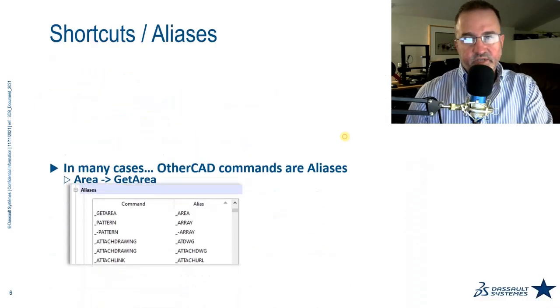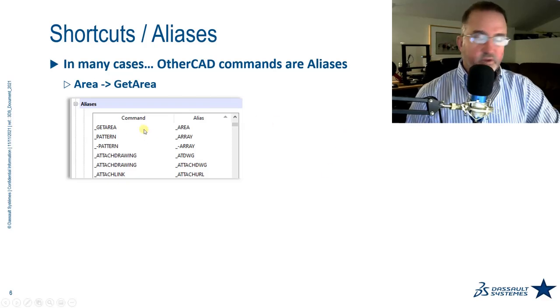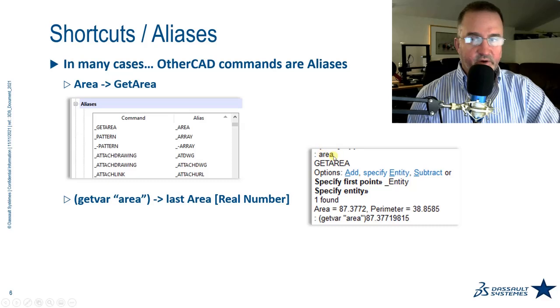So let's talk about those aliases a little bit more. If I look at the current alias list, you'll notice that there is no command for area. It's actually get area, and it's an alias that is giving us that get area command. So if I type area at the command line, I will get the actual core command get area. It shows me that, and then it runs the area command.